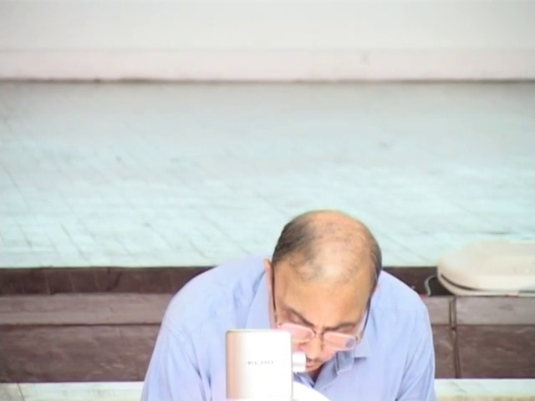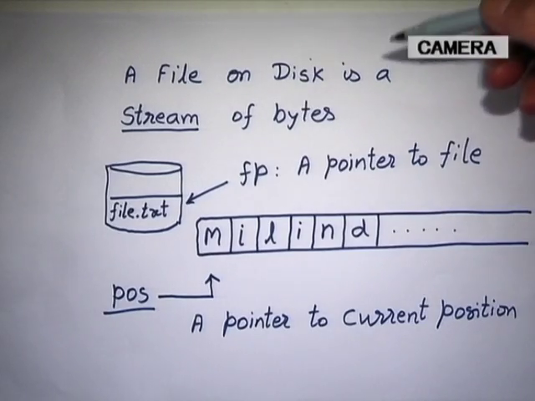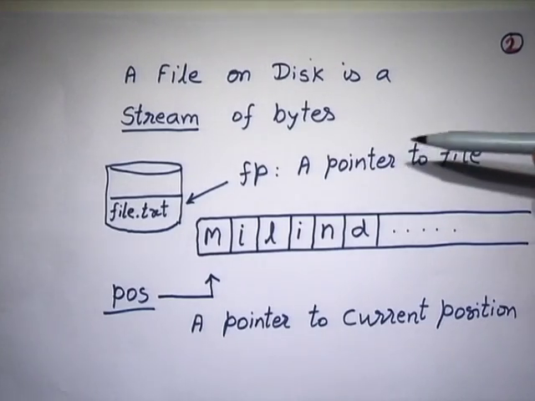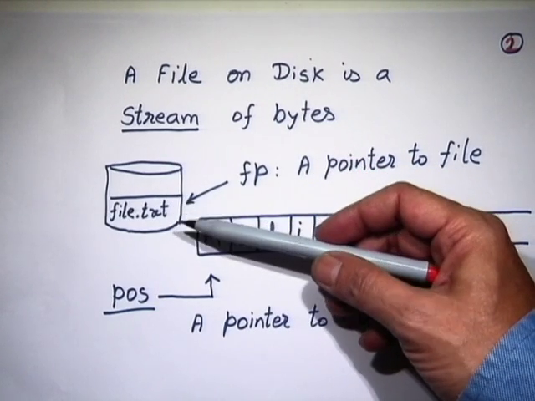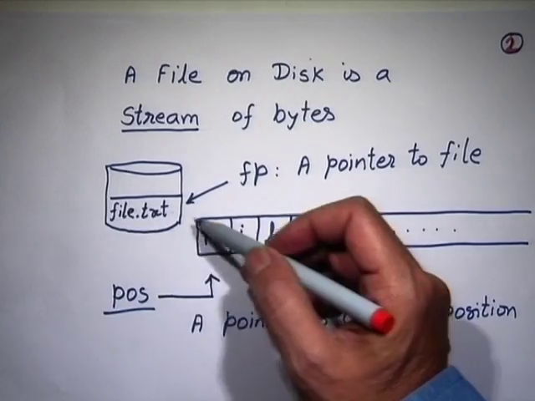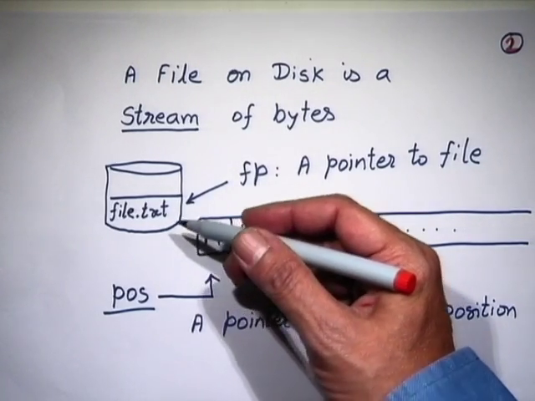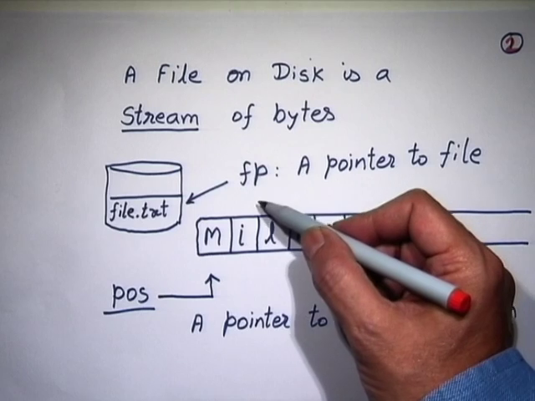It is in this context that it will be useful to relook at how files are organized on the disk. A file on the disk is essentially a stream of bytes. As you are already aware, a disk may contain a very large number of files. In fact, disk is organized into various directories and subdirectories, and within a directory or subdirectory, you will have multiple files. What we are looking at is the constitution of an individual file. So as far as we are concerned as programmers, a file is referred to by what we call a file pointer, typically noted as FP, but it could be any name.